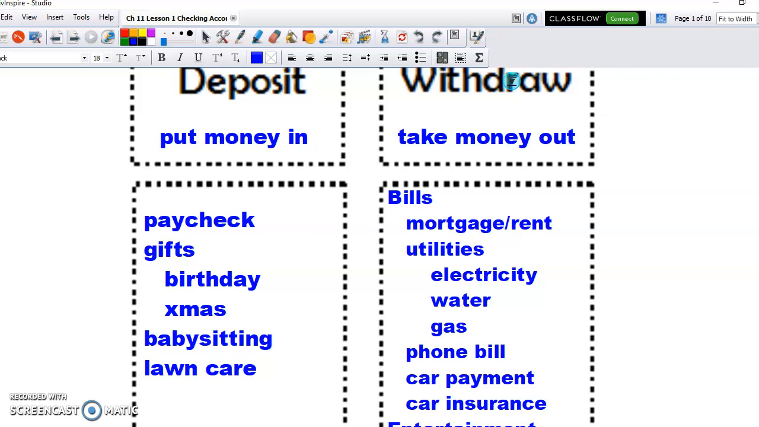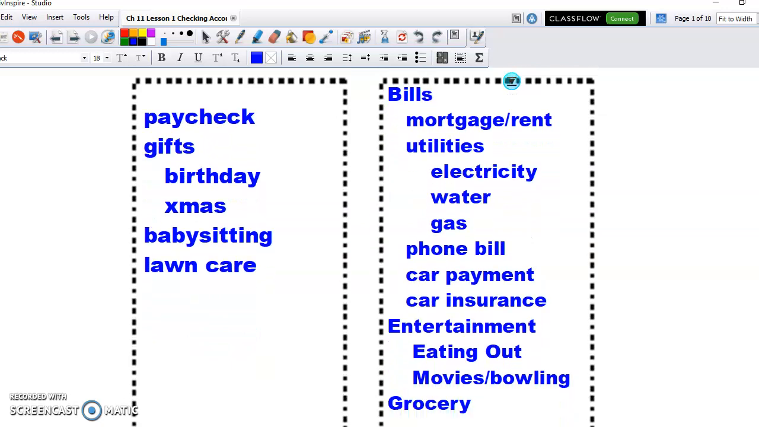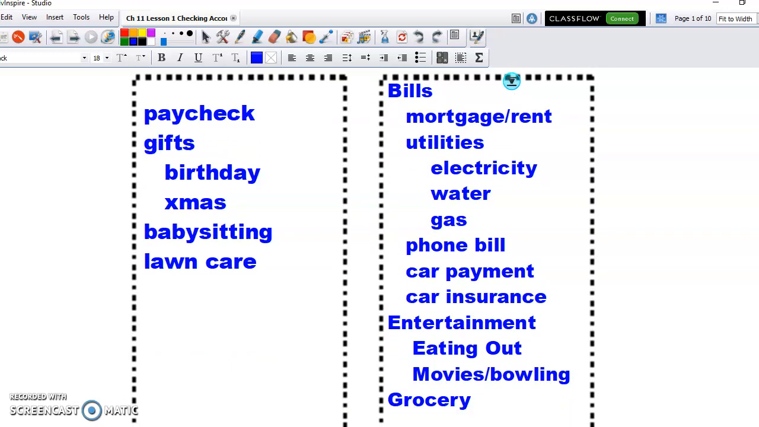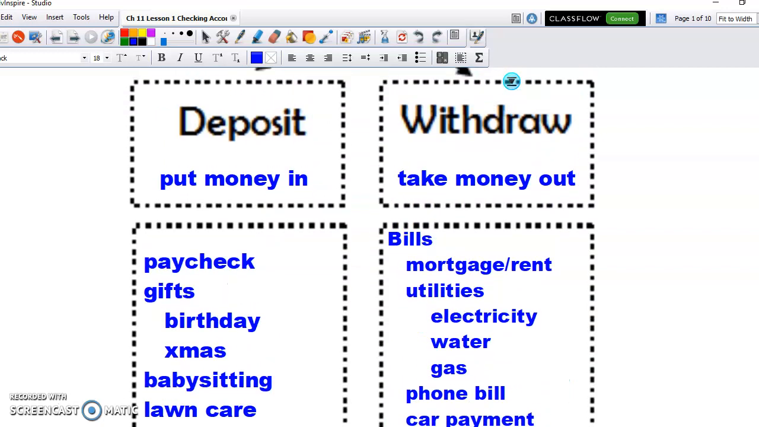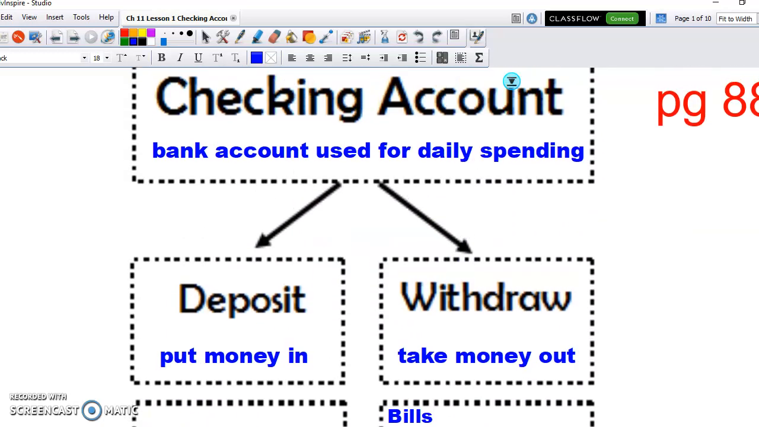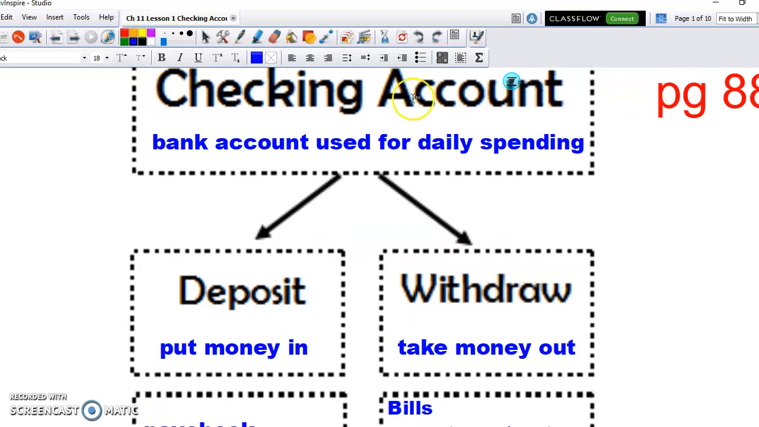For withdrawals, the first thing I have is bills, and I have a lot of bills. I have my mortgage, my utilities, electricity, water, gas, phone bill, car payment, car insurance. I have even more than just this. I also like to be entertained, so I like to go out to eat, to restaurants, movies. I like to go grocery shopping, right? I like internet at my house. There are so many different things, like when I go to Target and buy new clothes. Those are all withdrawals. They take money out of my account. Make sure you pause and write down anything that you need to.